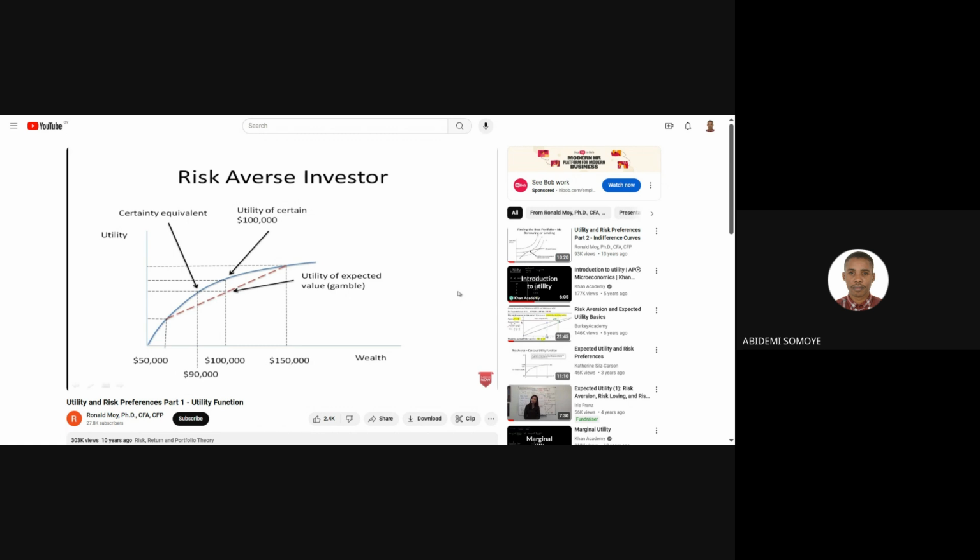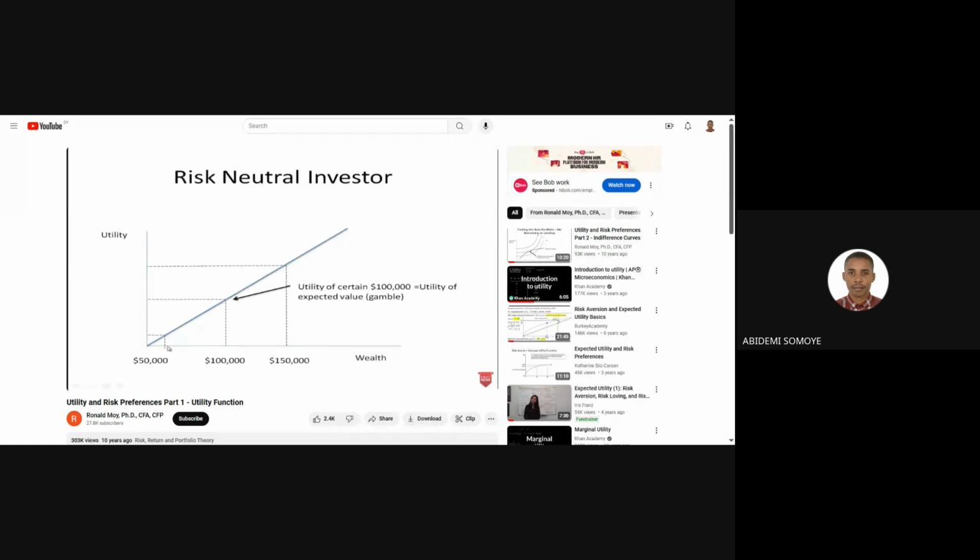Okay, let's compare that to the risk neutral investor. They have a straight line utility function, and so you can see that because there's no curvature, no bowing, the utility of the certain 100,000 is also the same as the utility of the expected value of the gamble. This is a person who doesn't really care about the risk that's involved. They only care about the expected value. The expected value is 100,000 with certainty. The expected value is $100,000 on the gamble. They don't care. They will take either. They're indifferent between the two.